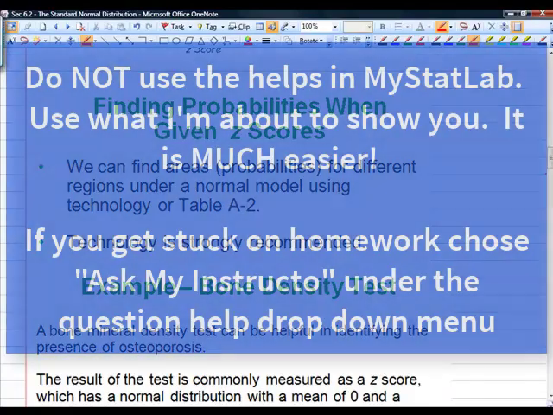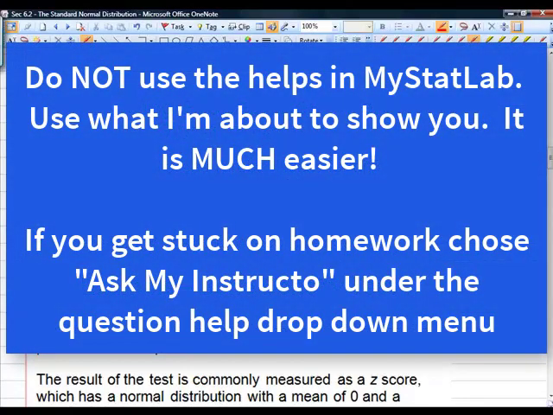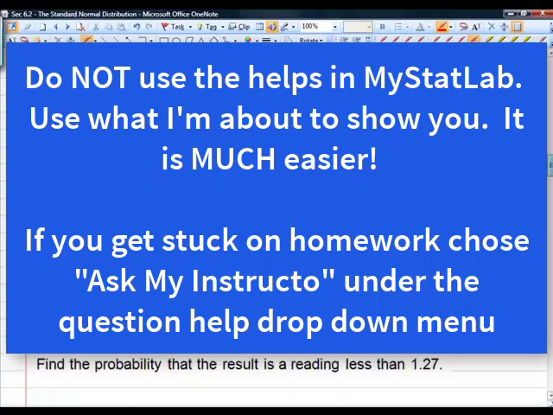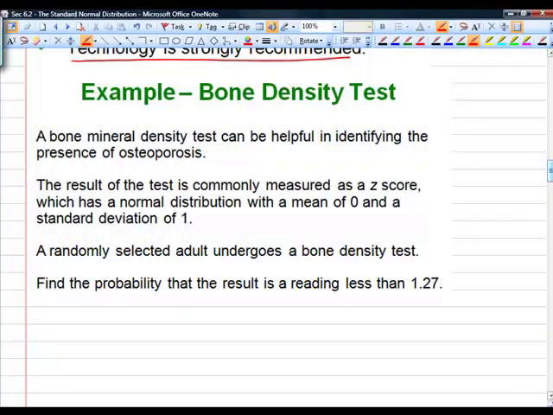There is a table that came with the book, but because I did not require everybody to purchase the book, I'm not going to use the table in order to find probabilities. We're going to use our calculators because technology is strongly recommended. Now here's an example problem that's going to help us figure out how to use the technology.